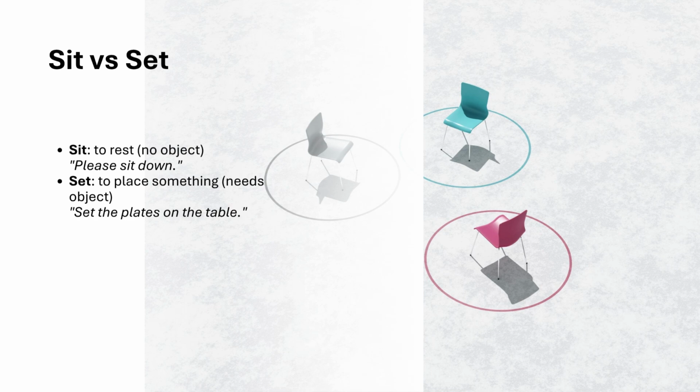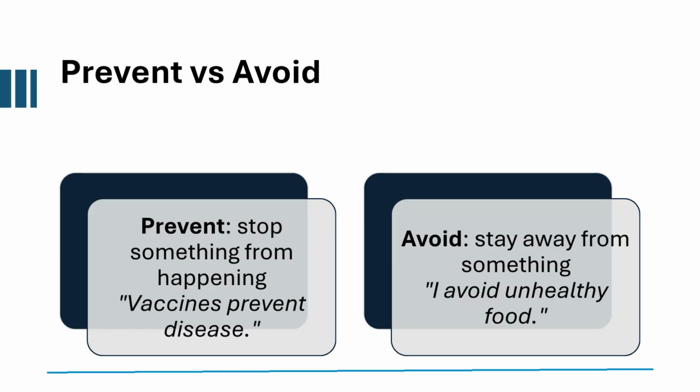And the next pair of verbs is prevent versus avoid. Prevent means stop something from happening. For example, vaccines prevent disease. Whereas avoid is to stay away from something. For example, I avoid unhealthy food.